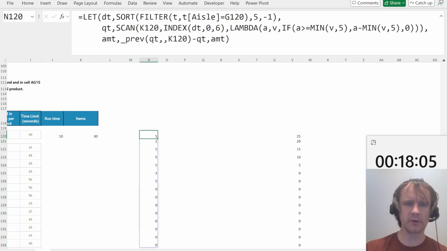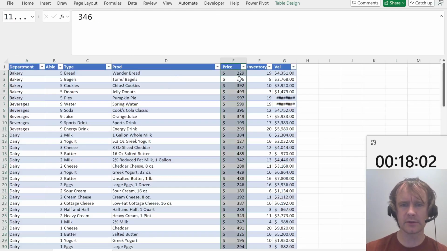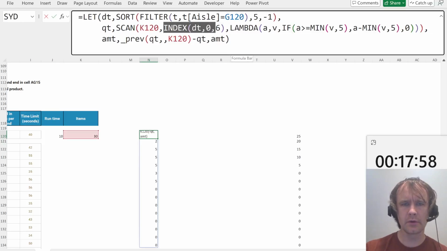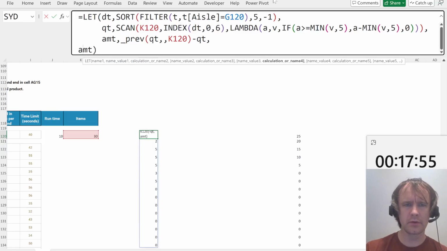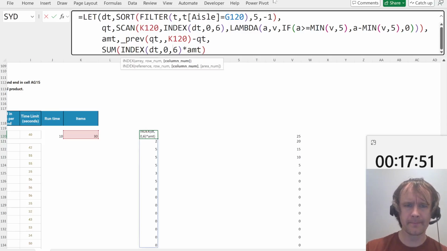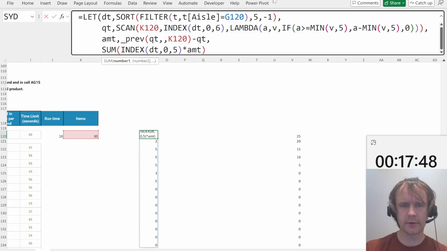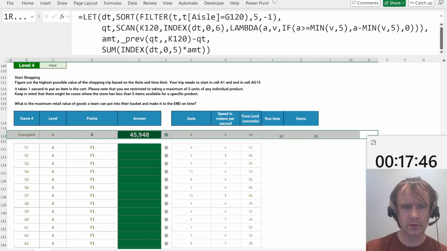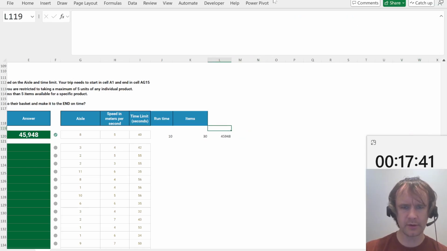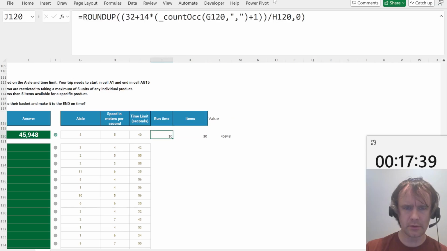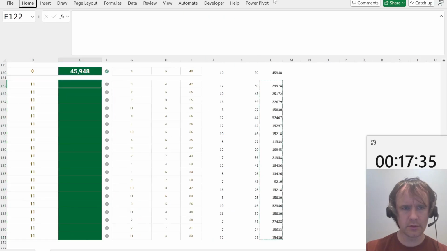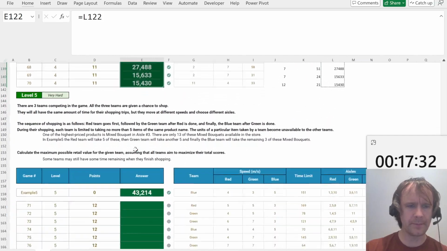Okay, so that's how many of each thing you pick up, and then the value of the things is the 5th column. So sum 5th column times the amount. Okay, well that is a large and very specific number, so I'm feeling pretty decent about that. Happy days. Okay. Level 5.